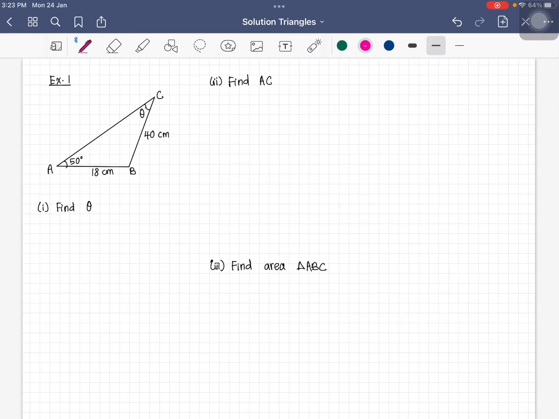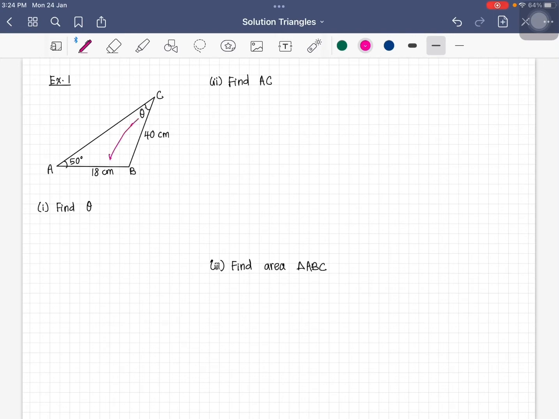In this case, theta is not included between any two known lengths. We don't have these two lengths, we have only the 40 centimeter side, so we cannot use the cosine rule. So obviously we can use the sine rule.